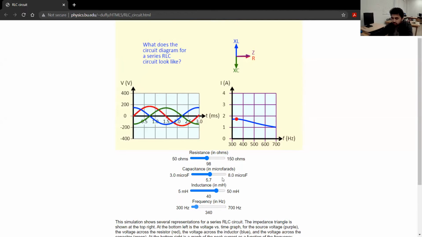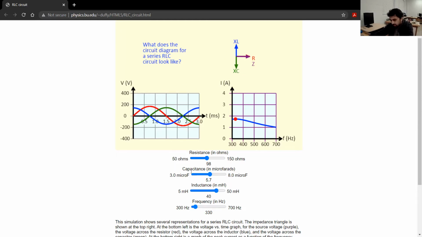So at some frequency Z is equal to R, as you can see here. And you can also see on the plot that the blue and the green waves are exactly opposite to each other. So it's almost like destructive interference. They cancel each other out.